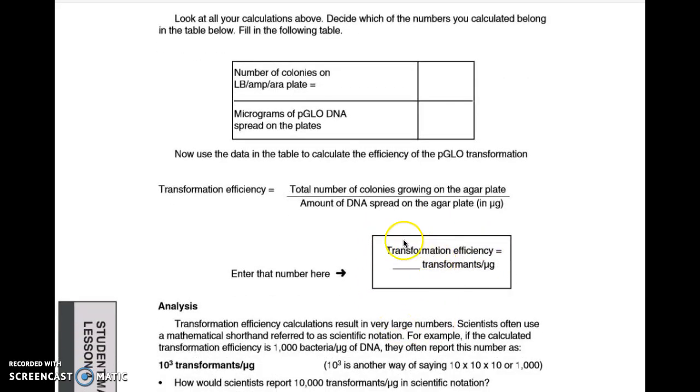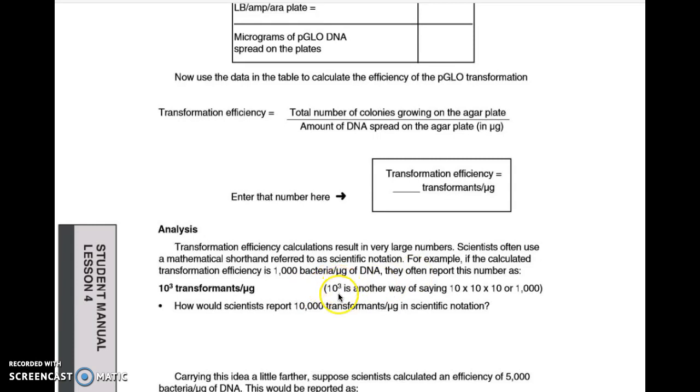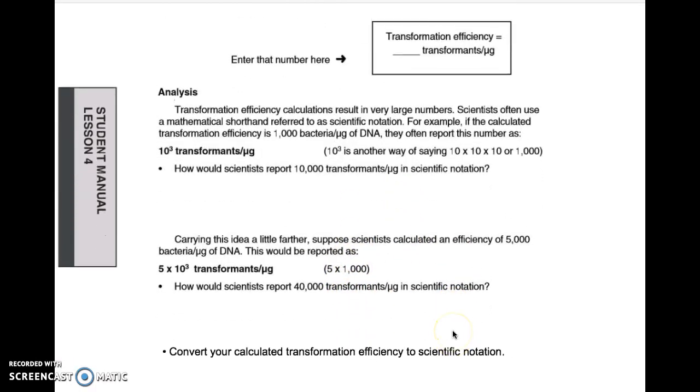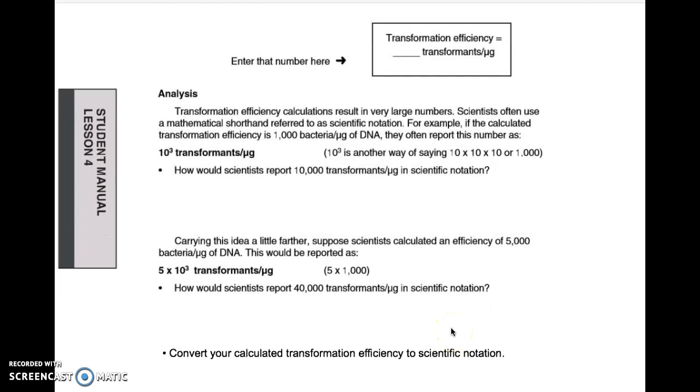Now, these numbers are going to be really small. And because they're going to be really small, I'm going to ask that you express them in scientific notation. And so this is just a couple questions to make sure you understand how to convert your numbers to scientific notation. And then I'm asking you to convert your calculated transformation efficiency into scientific notation.